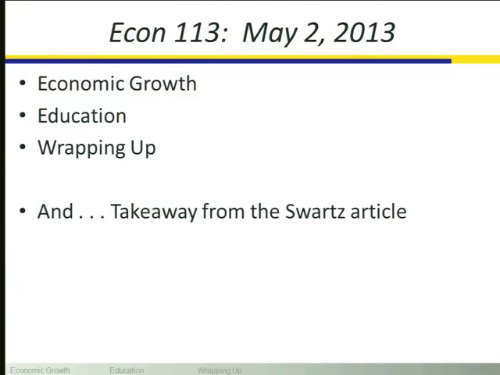So we have a little bit on economic growth just to sort of complete the circle. Even in the front it's hot, isn't it? Yeah. And then education. And then what I hope is going to be an interesting and fun exercise for wrapping up. Do y'all have any questions before we get started?